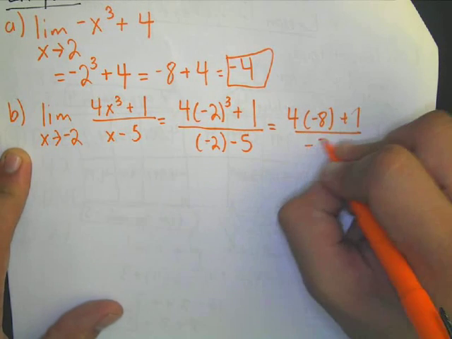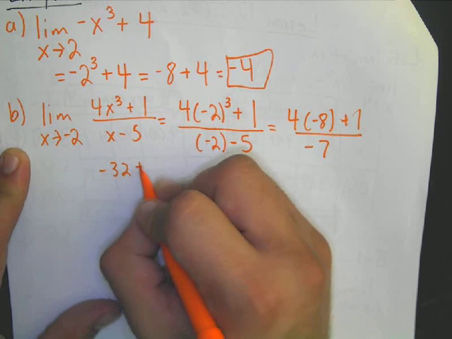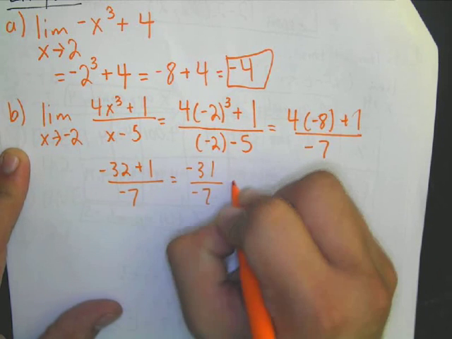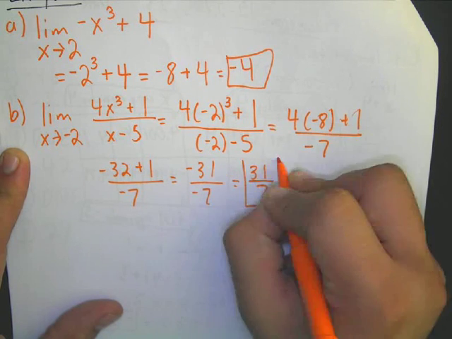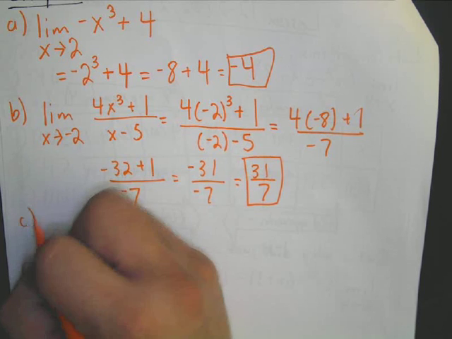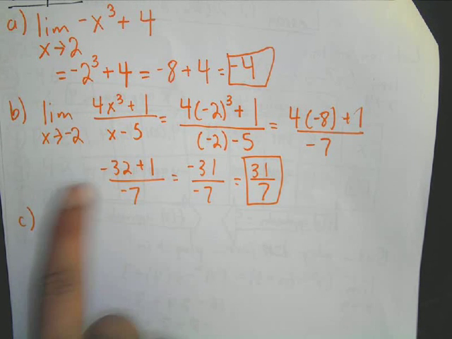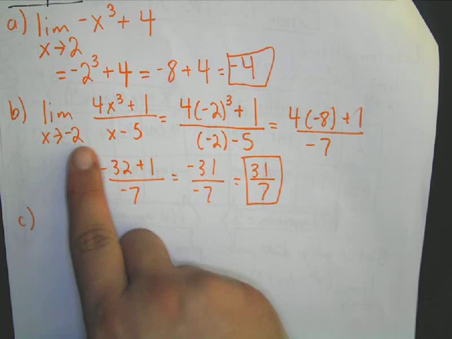And this is just arithmetic. You add: negative 32 plus 1 over negative 7 gives negative 31 over negative 7. Two negatives on top and bottom give you a positive, so you get 31 over 7. We could just put f of x equals 31 over 7, but it's not that f of x is equal to it. As x approaches negative 2, f of x, or the function, approaches 31 over 7.